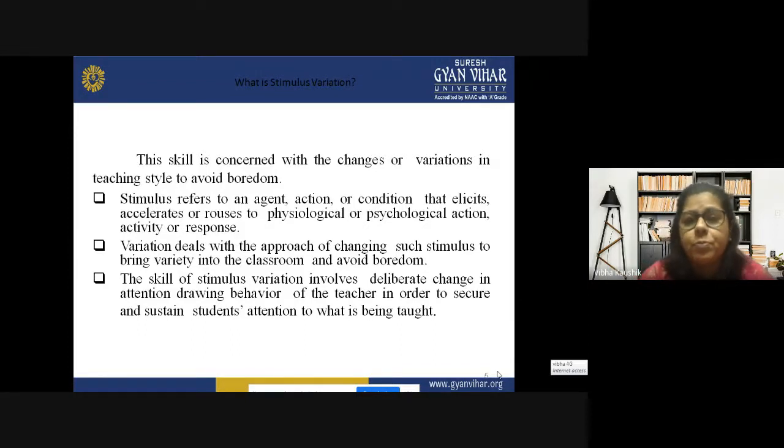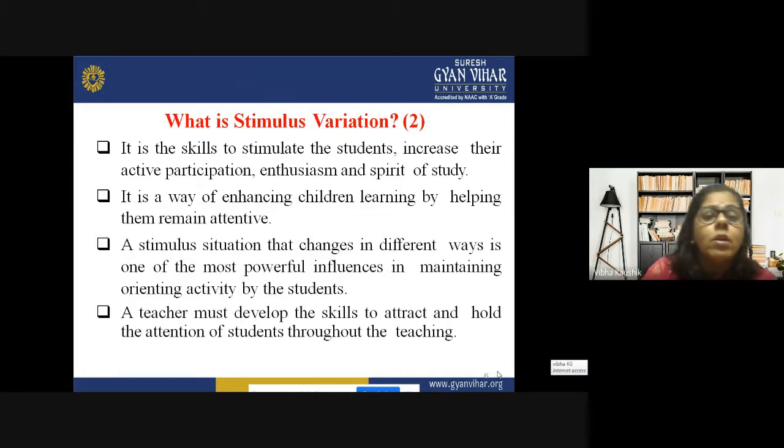Now, it is the skill to stimulate the students, increase their active participation, enthusiasm, and spirit of study. It means the stimulus variation skill helps the students to increase their active participation. They will involve themselves in an active way, and they are not just passive listeners in the teaching learning process, and they will be actively involved with enthusiasm and spirit of study.